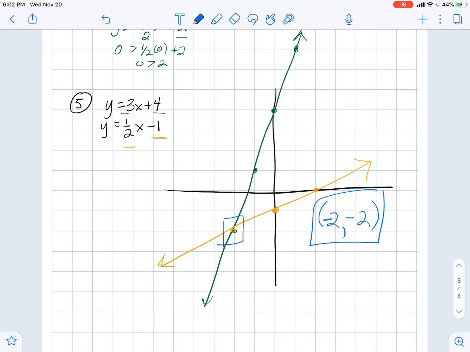Okay, and if you wanted to, you could check it, because I could come up and do a -2 equals 3 times a -2 plus 4. That would give me a -6 plus 4, which is a -2, and so it does check. And I could do it in the other problem also.